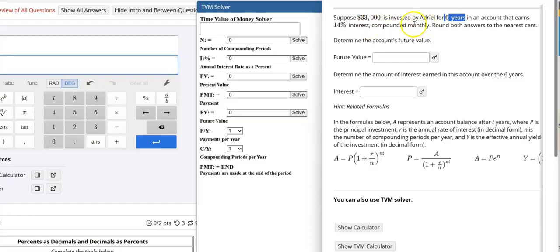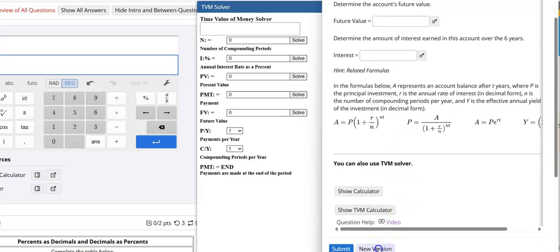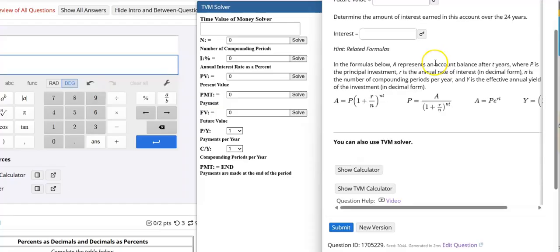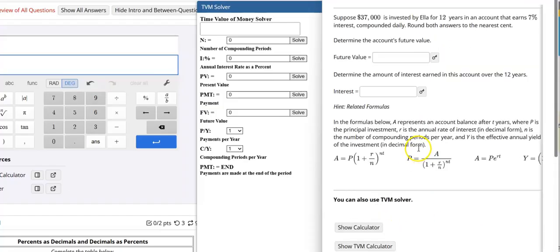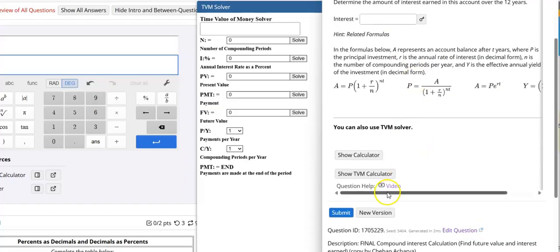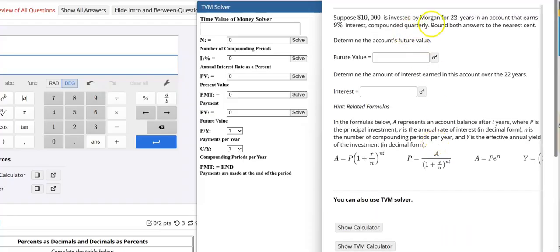But notice that's the monthly here. This could be changed. You could have a different compounding period. For example, monthly again, daily, or quarterly. It really doesn't matter. You have different compounding periods depending on how it is compounded.